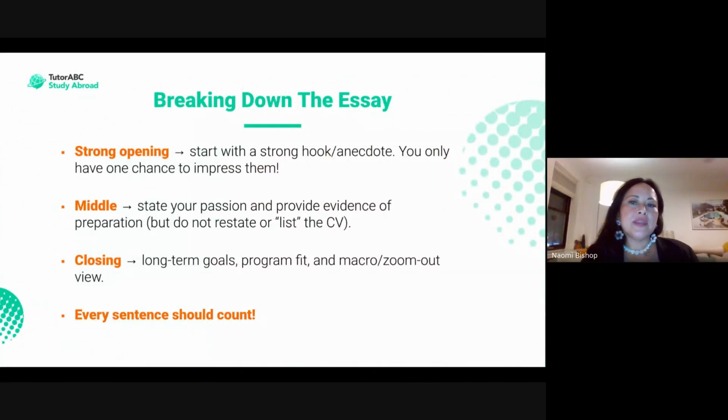Okay, so we're going to break down the essay. The first part that's the most important is having a strong opening. Start with a strong hook or an anecdote. An anecdote is a short, very short story that illustrates why you got into the field or why that field is important to you. You really only have one chance to impress the admissions committee, and this is your opportunity. It's within the first 2 sentences. Either you snooze or you lose.